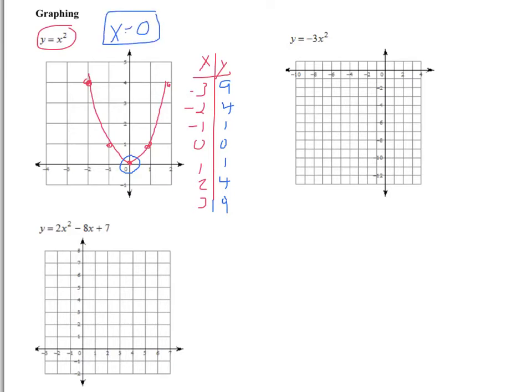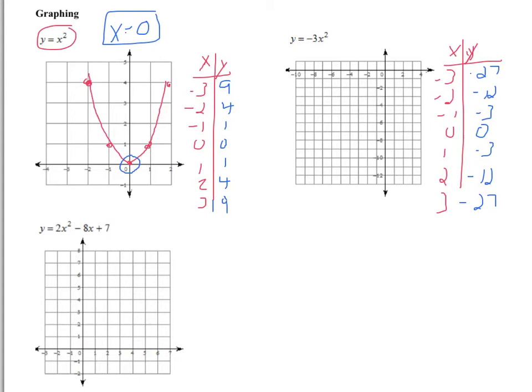The next one, same scenario. XY table. If you plug in negative 3, negative 2, negative 1, 0, 1, 2, and 3. Negative 3 quantity squared is 9 times negative 3 is negative 27. Negative 2 quantity squared is 4. 4 times negative 3, negative 12. Negative 1 quantity squared times negative 3, negative 3. 0 will give you 0, and 2 will give you negative 12, and so on.